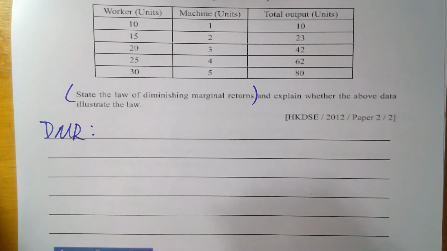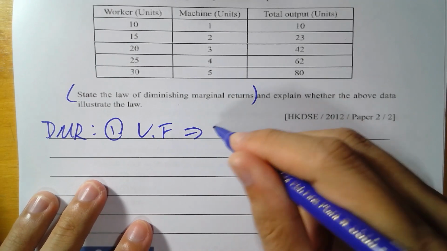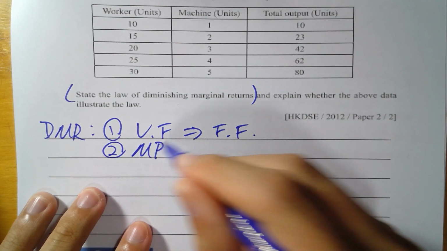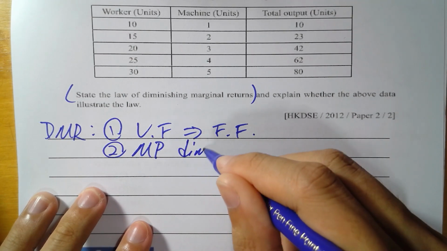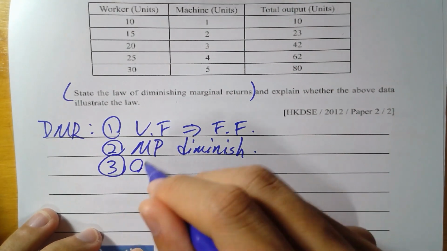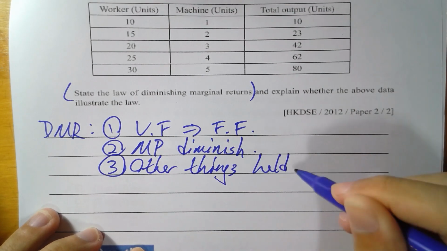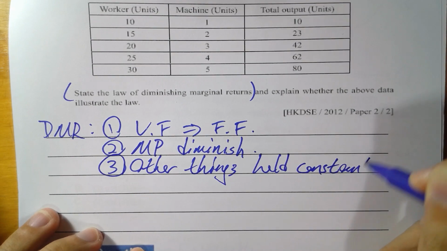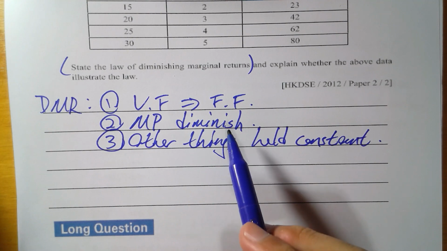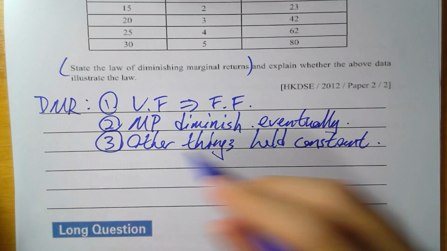DMR, several things. First, a variable factor added to a fixed factor. Then, MP would diminish eventually. Other things held constant. This is DMR. 3 points, remember: variable into fixed, MP diminishes eventually, and other things being constant.